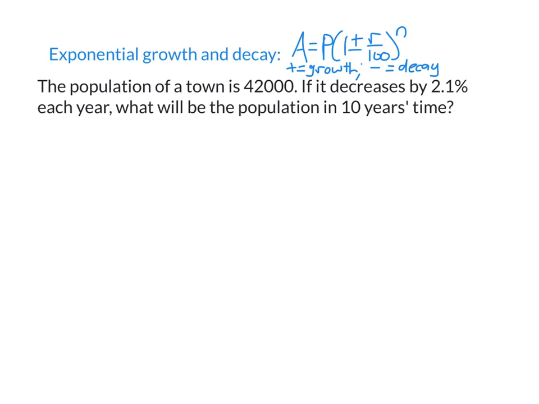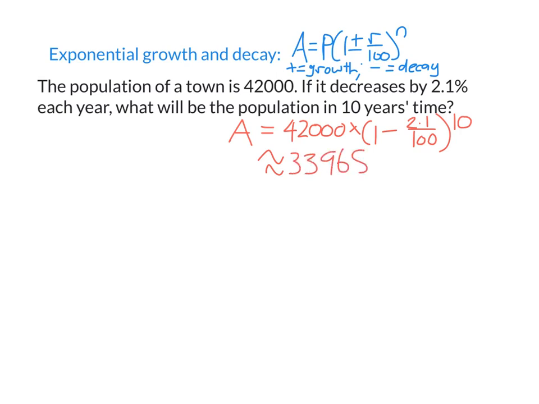So what we have is A, the number of people that will be in the town, is equal to P, the initial amount, times 1 minus, because it's decay, the rate over 100, and the power is the number of increases or decreases. Here, it's each year for 10 years. We can just put this straight into our calculator and it will give us the answer. We get 33,968, to the nearest whole number. That will be the population in 10 years' time.